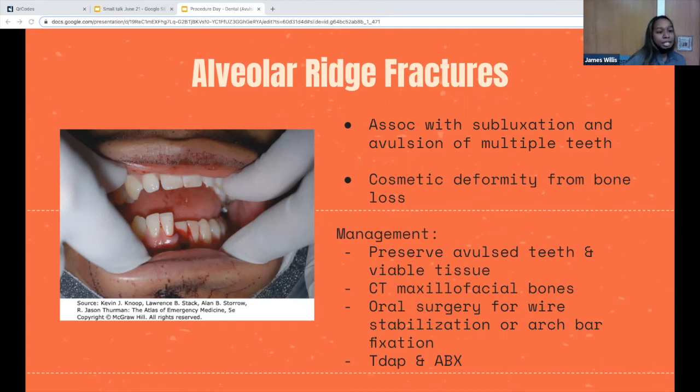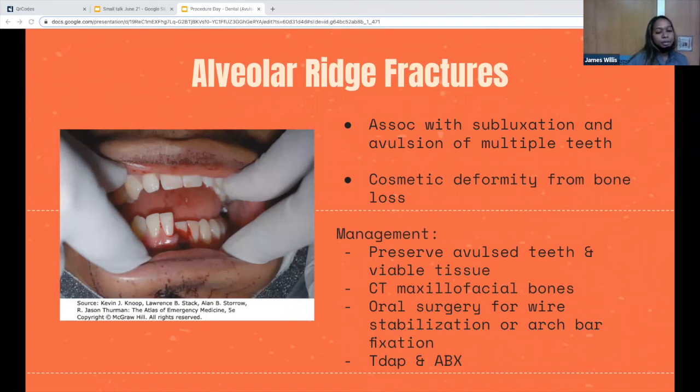In terms of management in the ED, really our goals are to preserve the avulsed teeth and viable tissue. You want to start with gentle direct pressure of the alveolar segment with a saline-soaked gauze to try to preserve any of the avulsed teeth. Unlike fixation for normal single avulsed teeth, fixation for alveolar fractures should be rigid in order to allow proper bone healing. So this is an oral surgery consult that requires wire stabilization or an arch bar fixation. This is not a simple fixation thing. This really requires a rigid stabilization.